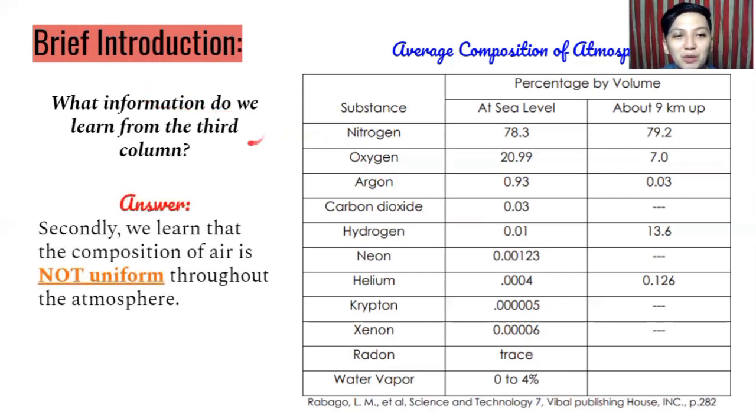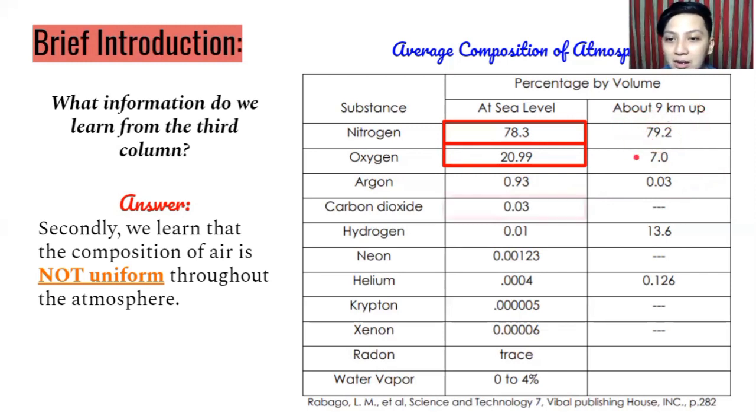What information do we learn from the third column? So the answer, secondly again, we learn that the composition of air is not uniform. Meaning to say, it is different from one to another throughout the atmosphere. They are not the same. So for an instance, we have nitrogen, 78.3. Then we have oxygen, 28.99 compared to the third column.